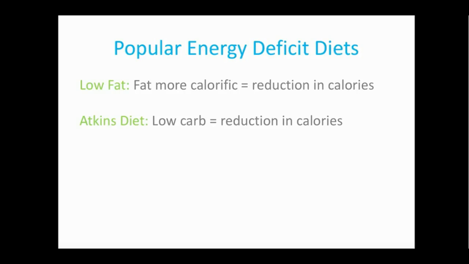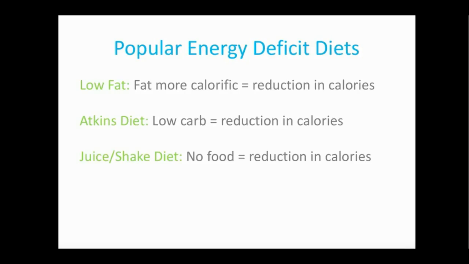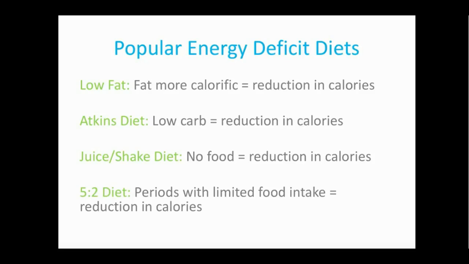Low carb diets, they remove a macronutrient. Reduction in macronutrient, reduction in calories, that's where it comes from. Juice and shake diets, no food, no calories, or reduction in calories. Again, same scenario, but it's not sustainable. As it's not sustainable, if you buy into this kind of stuff, you may as well go and eat yourself 2 Mars bars a day, at least you're going to get some satisfaction. You've then got something called the 5-2 diet, which is periods of time without any food. Again, brings a reduction in calories.